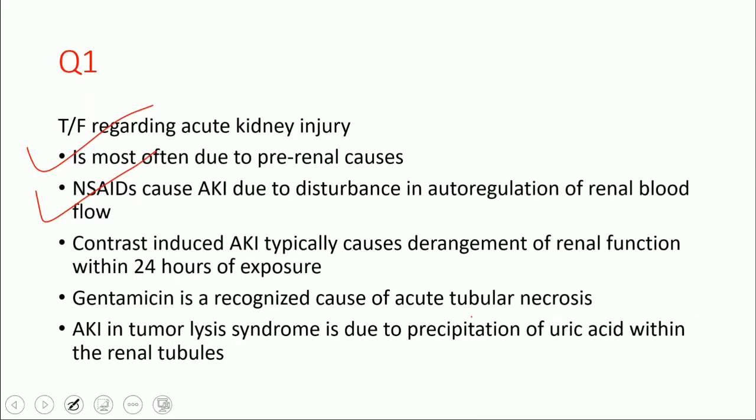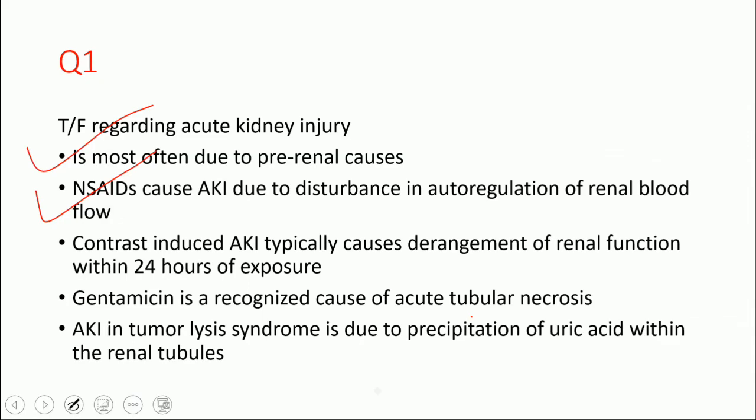You don't get it immediately, right? So it's usually 24 to 72 hours. Peak incidence is around 48 hours from contrast exposure, right? Now, contrast-induced AKI, remember that patients with diabetes are at a high risk of developing contrast-induced AKI, right? So patients with diabetes.